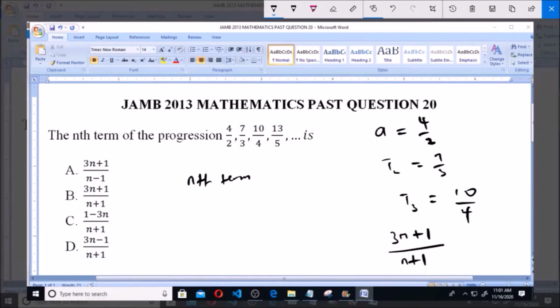So we can now say that the nth term of this progression is equal to 3n plus 1 all over n plus 1, and that is option B, 3n plus 1 over n plus 1.